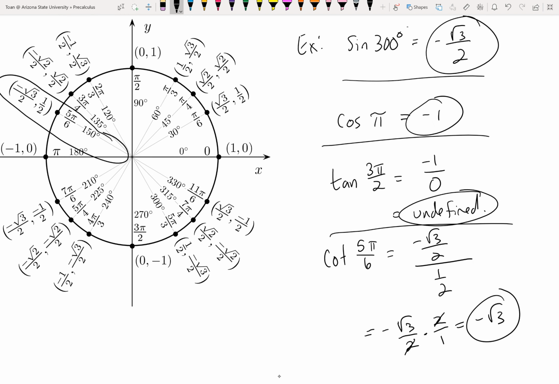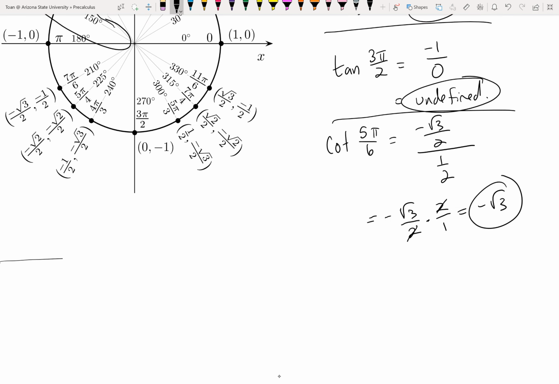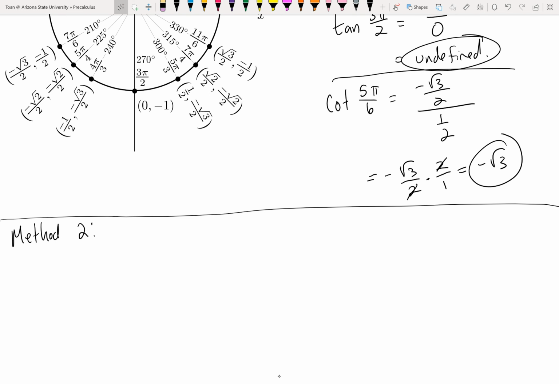So this is not my preferred method, but I have had some kids in the past that are absolutely stubborn. No, Mr. Vo, I just want to memorize a circle. You're more than welcome to do that. I think that's wasted brain space personally, but that's just me. The method I much prefer is to utilize everything we've learned. Right? We've learned about coterminal angles. We've learned about reference angles. We've learned about quadrants.